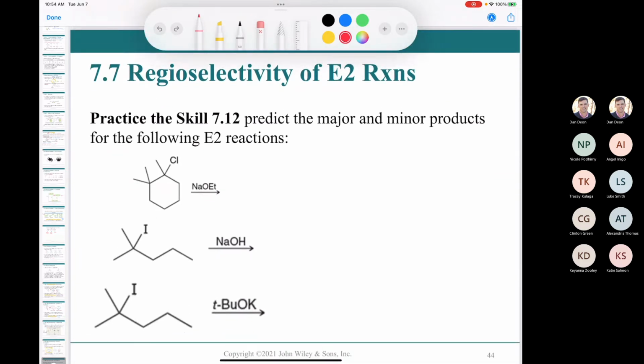So what we're going to do next is we're going to take a look at this question, which deals with some E2 reactions.